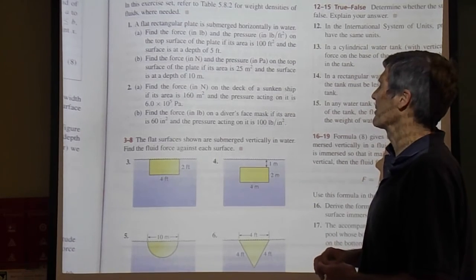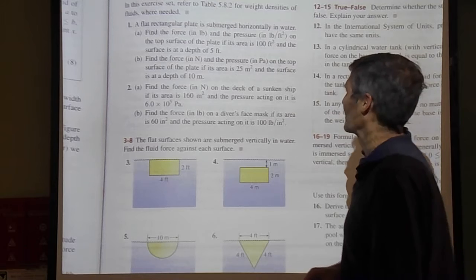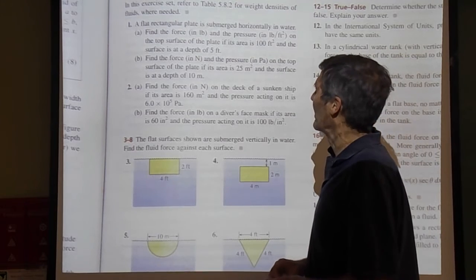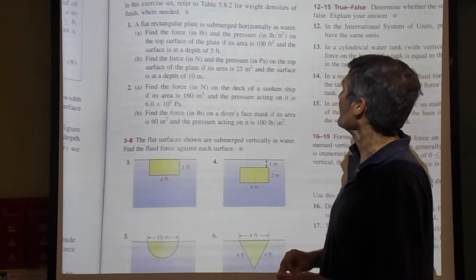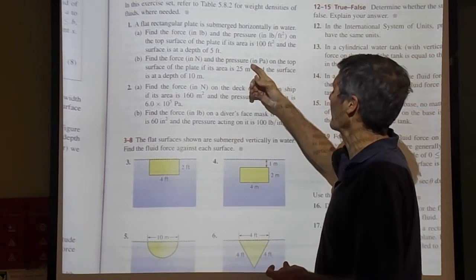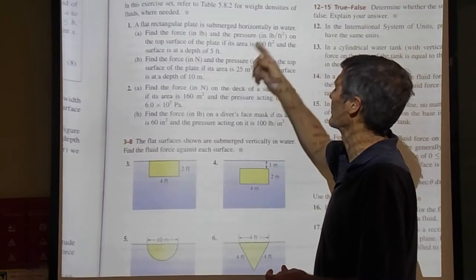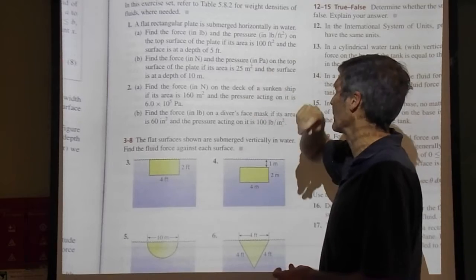And so it's not going to bend the plate, it's going to crush the plate, is what's going to happen if the plate is not strong enough to withstand that. And then the pressure is just that force divided by the 25 square meters. And up here, the pressure is the force divided by the 100 square feet.